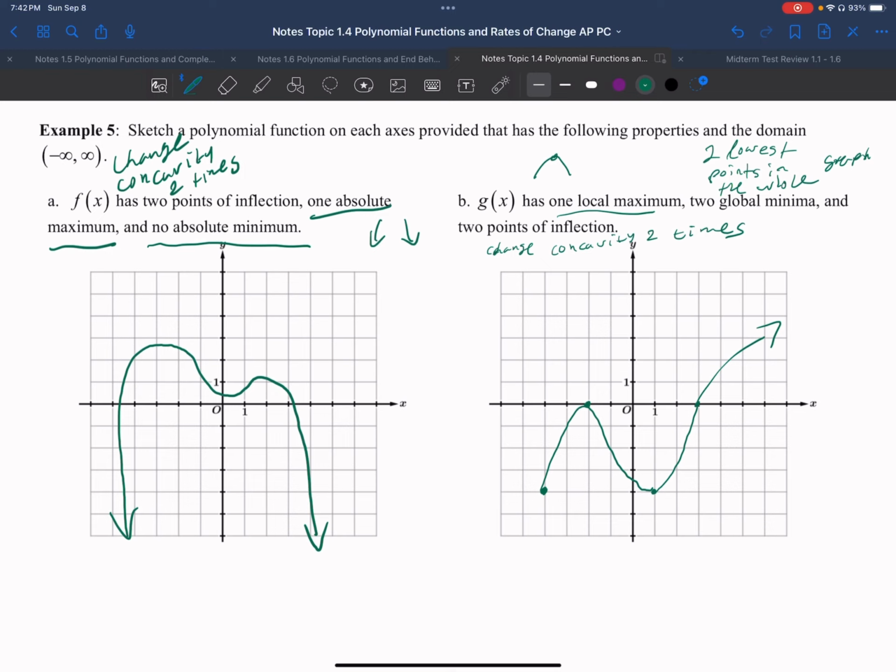So I do have two different points of inflection, one somewhere here, and then the other one right here. I do have two global minimums, one right here and one right here, and then this is just a local maximum.